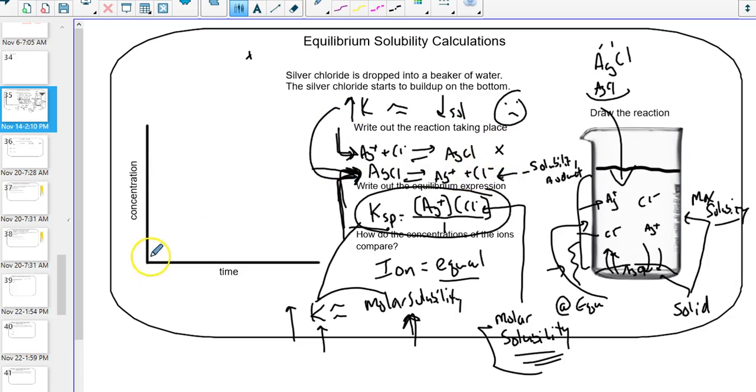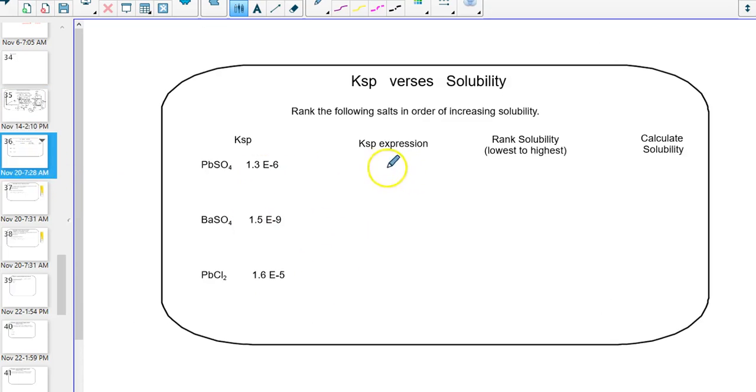What does this look like? As they start dissolving, we start with nothing, and the Ag plus and Cl minus take the same path, and it levels off. At that point we've reached equilibrium, right about here, with the Ag plus and chloride ions in solution. Alright, so let's go ahead and try out some of these.